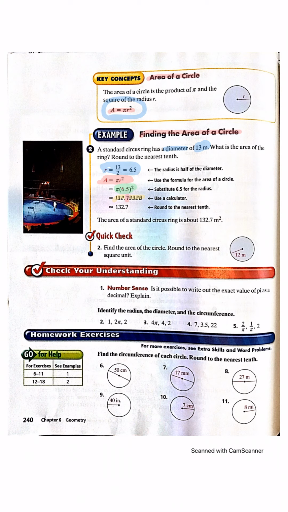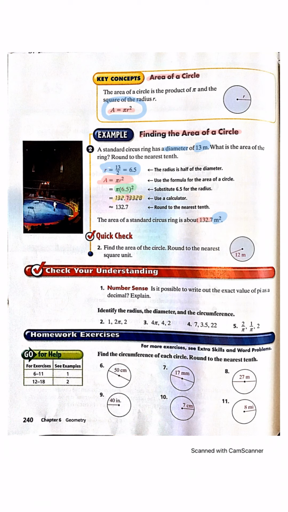The 3 does not make it round up, so it stays the same. So our answer is about 132.7 meters squared. Remember, with area, we always do the measurement length squared. Okay, why don't you please press pause and see if you can do the quick check on your own. Come back to me when you're done.